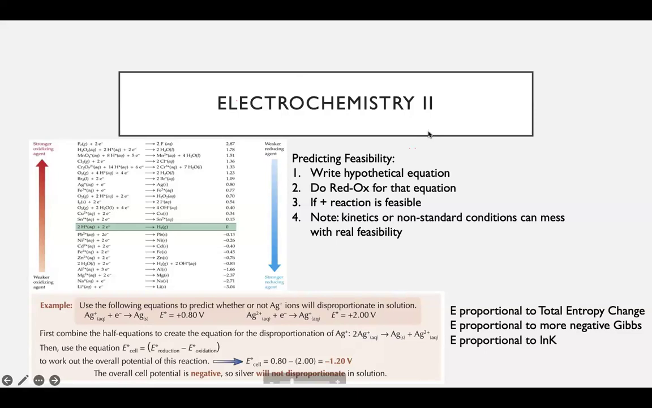Would they ask for feasibility in terms of electrode potential for AQA? Yeah, they would. So remember that if your E cell value, which is E reduction minus E oxidation, is positive, that implies energetic feasibility.